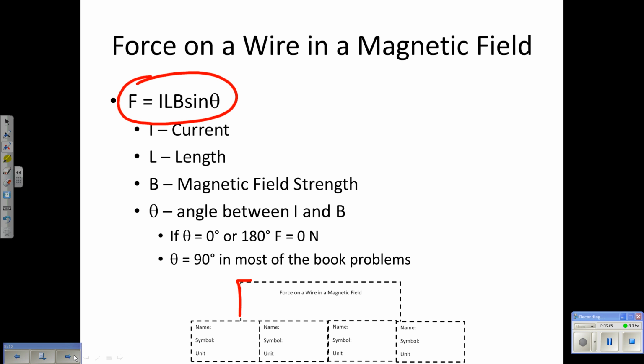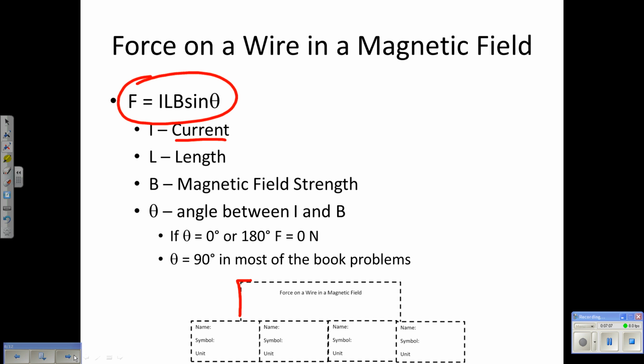Okay, so current, the quantity of charge. So how many of those little buggers are moving through it? Length. How long are they exposed to it? I mean, think about it. The longer the wire, the more little electrons are in there, more protons, more little charges. B, strength of the magnetic field, and sine theta. So let's break it down.